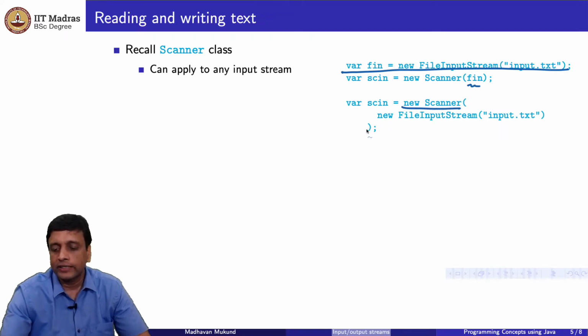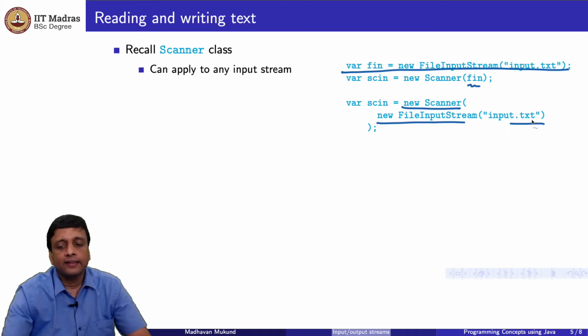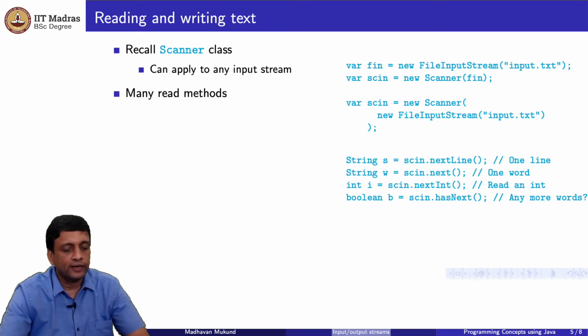You can start a new scanner in which, as an argument, you directly create the file input stream without naming it. Once we have done that, this scanner input stream, which we have already seen in a little detail right at the beginning, but can see in more detail now, has a number of methods to read text data from the input stream.